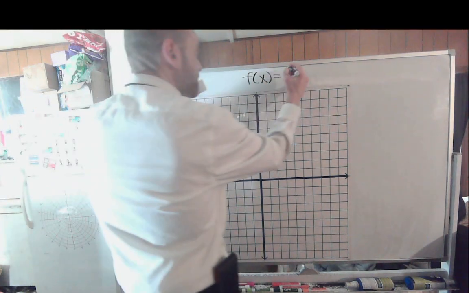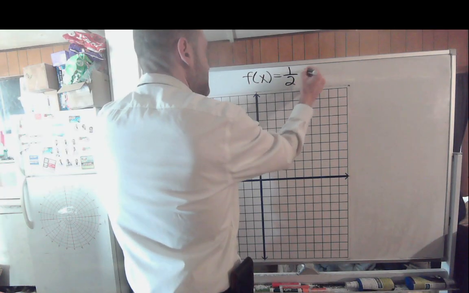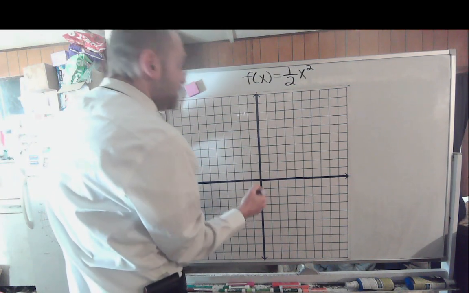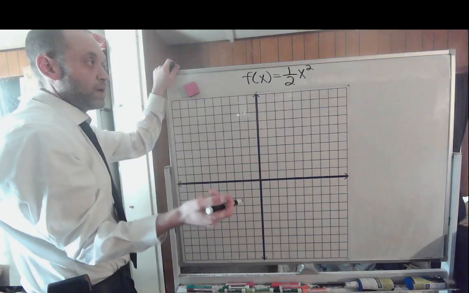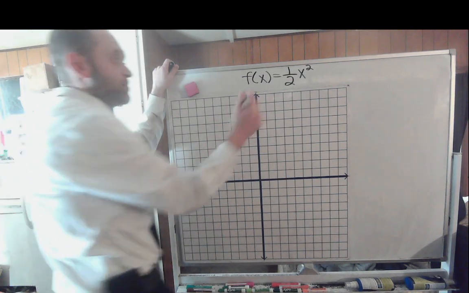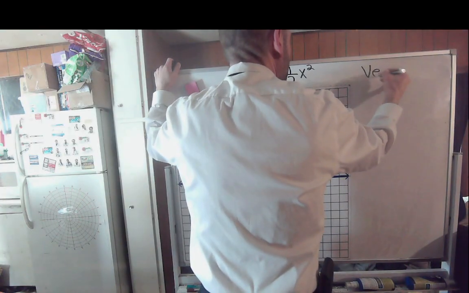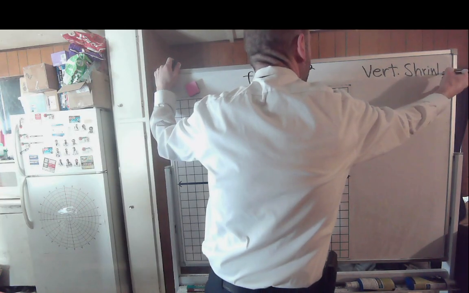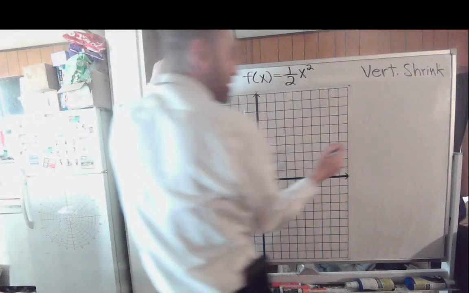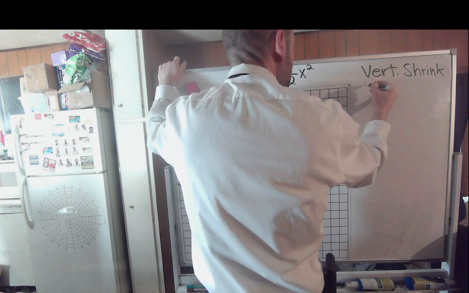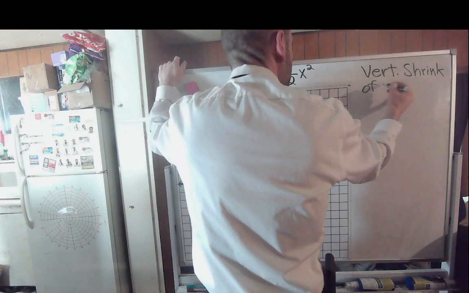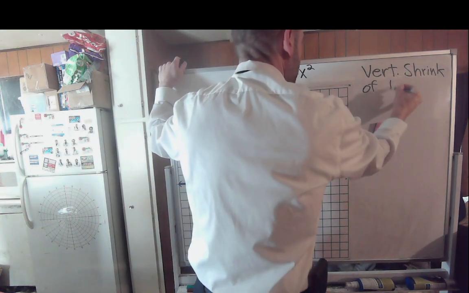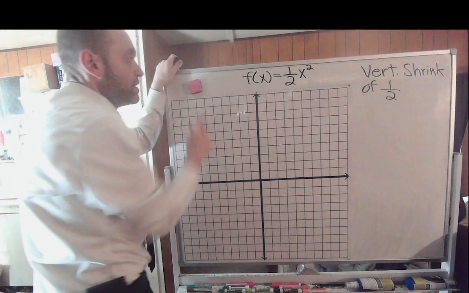All right, f of x equals 1/2 times x squared. So let's graph that. So let's see. That coefficient on the x squared means you have a vertical shrink. In this case, since the coefficient on the x squared is less than 1 but greater than 0, you have a horizontal stretch of 2. It's always of 1/2, I should say. Horizontal shrink of 1/2. Okay, let's graph this.